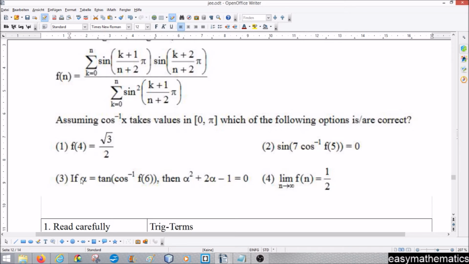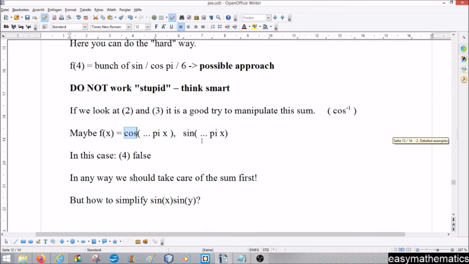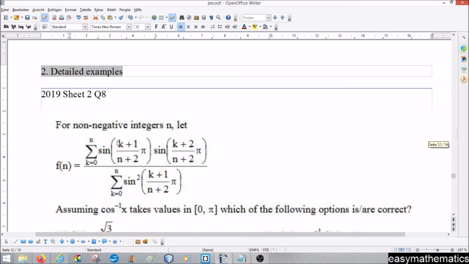So yeah, this can also be true. Maybe we get a nice value and we can plug in. Okay, so yeah, we will see how to simplify this summation.